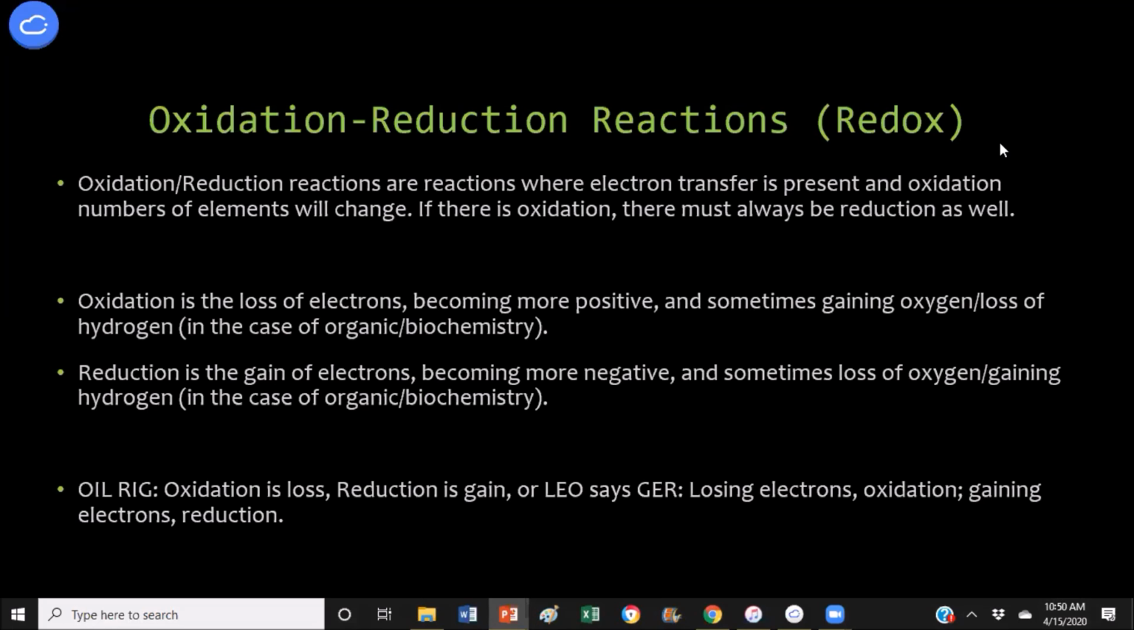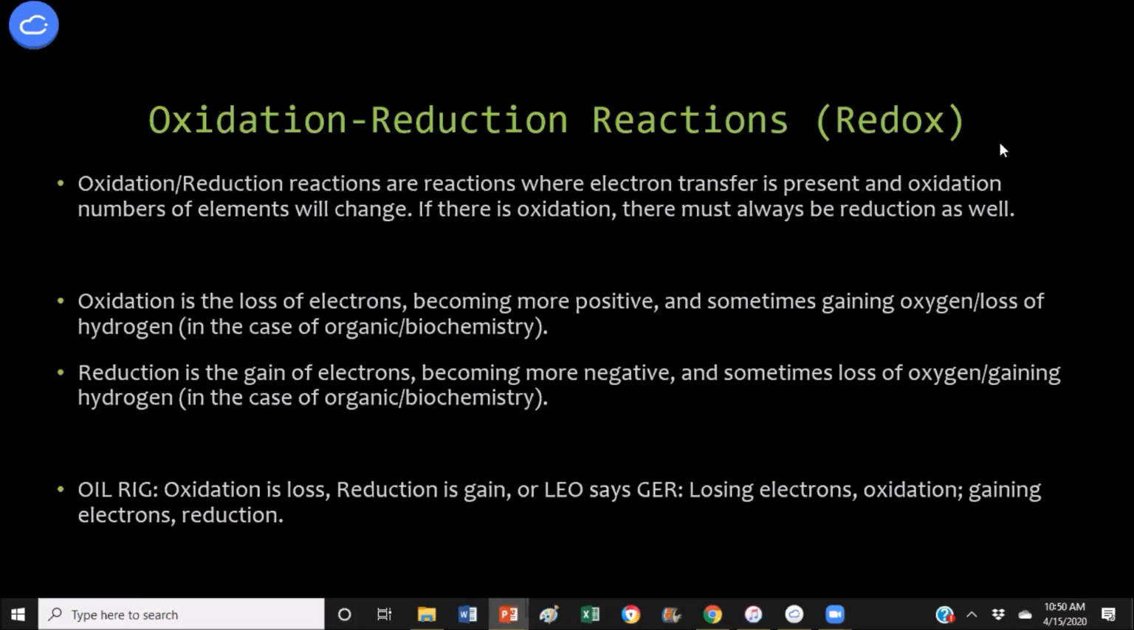So, is it electron transfer? The oxidation number, the charge of that element, will change. You can't have one without another. So if you're clever enough and you can see one element changing, there must be a second one in there somewhere. Now, an oxidation, as a quick reminder, is the loss of electrons. It's the oil from OIL RIG. Oxidation is loss of electrons. When you lose something that is negative, you become more positive.